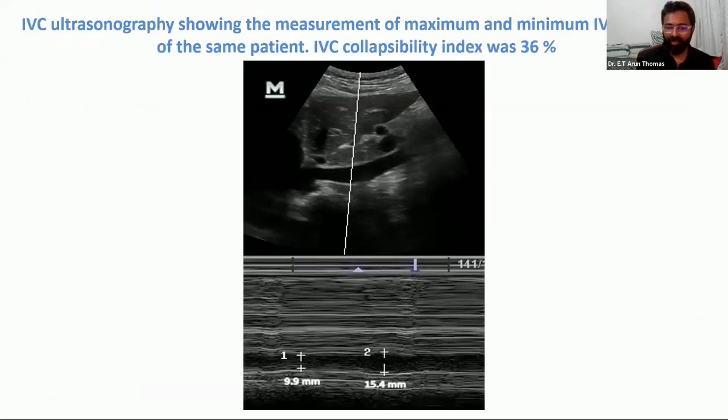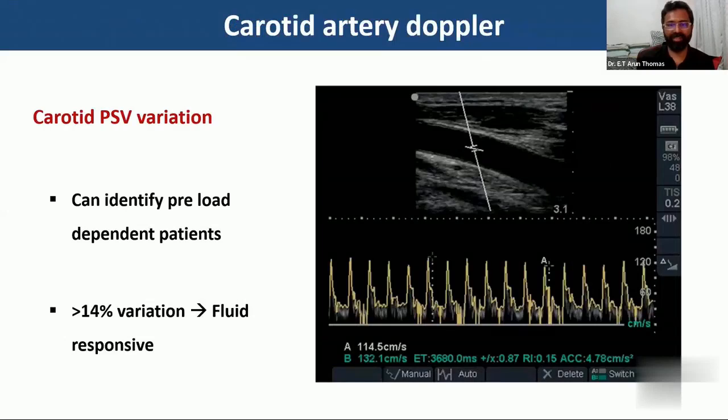And here we can see during inspiration the IVC is 9.9 mm, and during expiration it is 15.4. 15.4 minus 9.9 divided by 15.4 equals 0.36. So 36% is the collapsibility index.